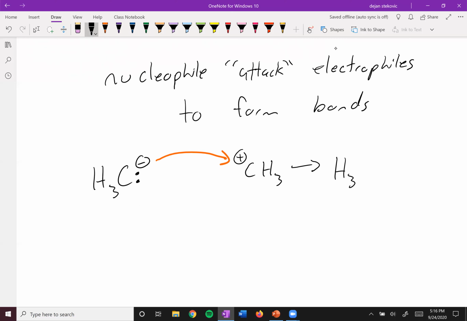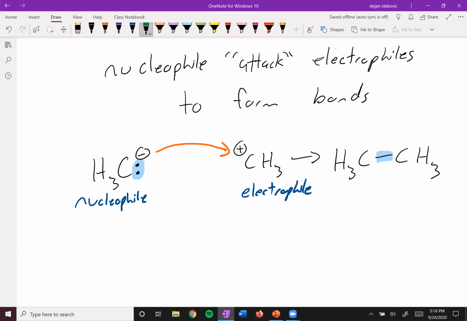Think about the charges on both of these when the reaction is complete. They will be neutral, and now there'll be a newly formed bond that came from the electrons of the nucleophile. So again, this is the nucleophile. This is the electrophile. And if you think about what you're doing, you're transferring an electron pair. So this is indeed a Lewis acid-base reaction.